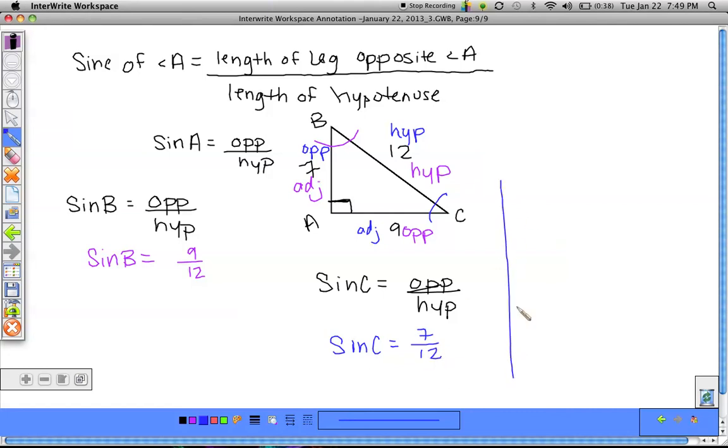If we wanted to, we could go back and look at the tangent in this triangle. So the tangent of b, remember the tangent is equal to opposite over adjacent. So the tangent of b would be equal to 9 over 7.